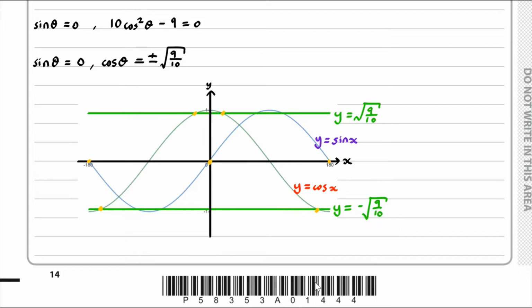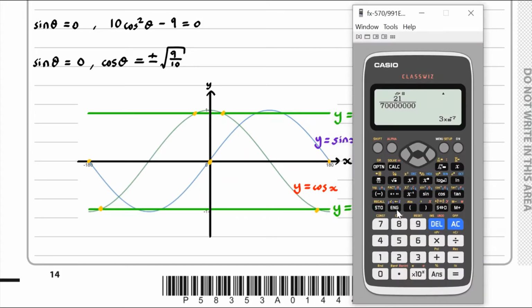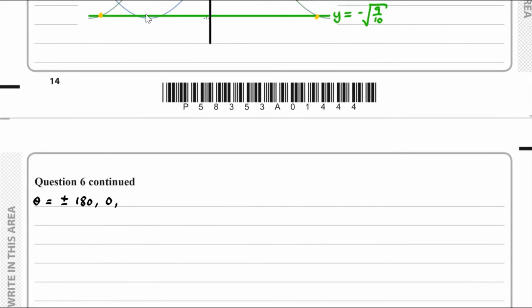Okay, so if we now find out what those intersection points are, well, we've got the inverse cosine of the square root of 9 over 10. So we've got a solution of 18.4, that's here, and then by symmetry we've also got the minus 18.4. So let's add those solutions in.